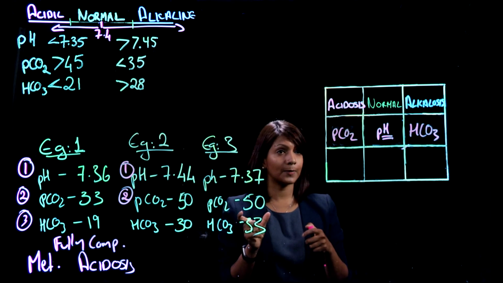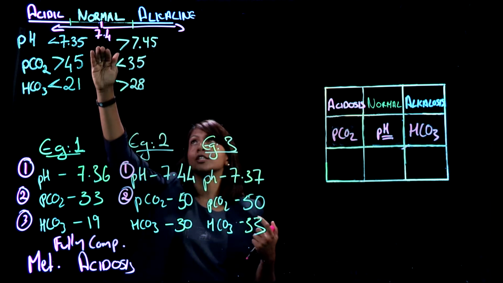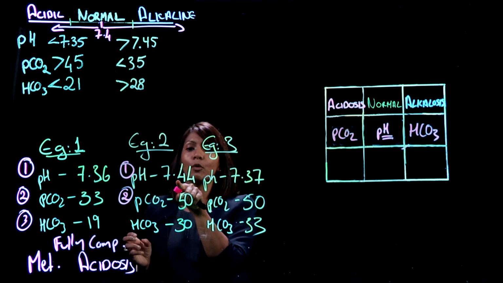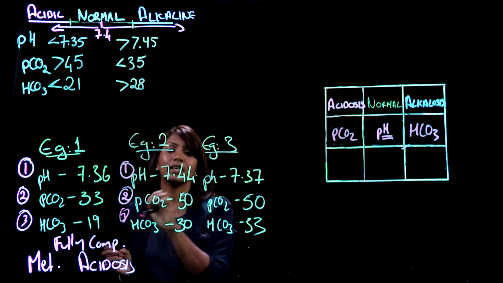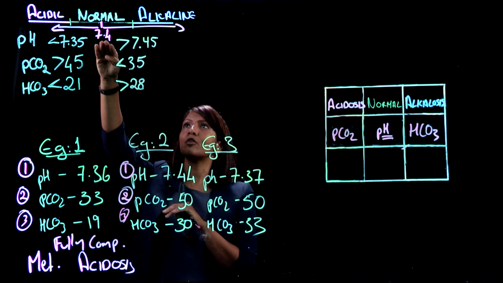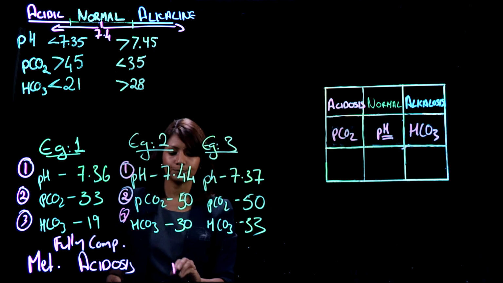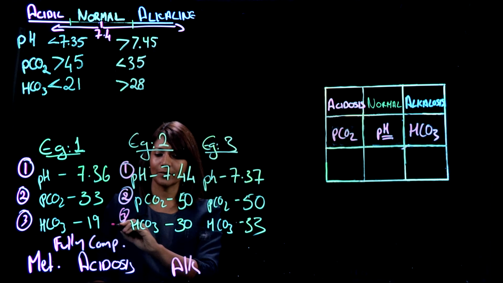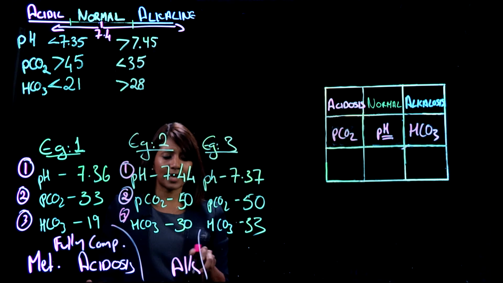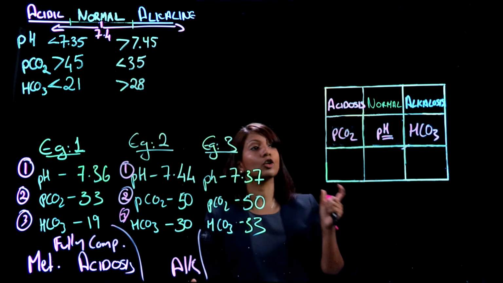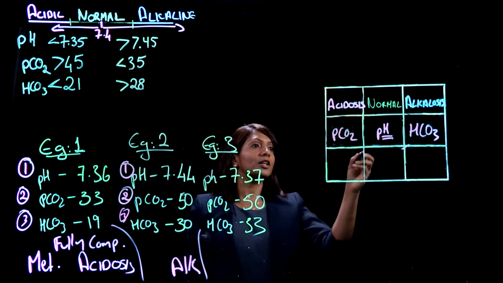but we need to figure out what the primary problem is. So how are we going to do that? We're going to look at this grid. So pH is 7.44. So this is step 3. 7.44 is greater than 7.4, which makes the blood alkaline. Right, this one here. So the blood is an alkalosis.